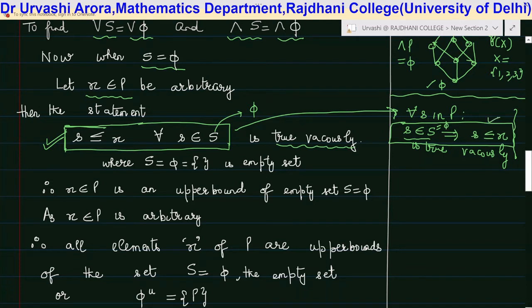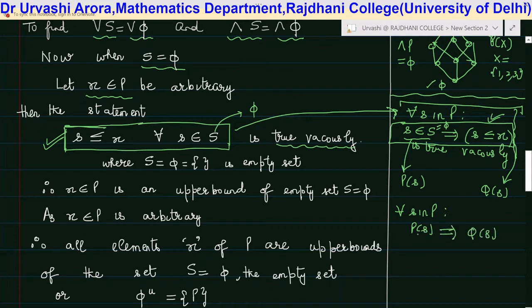Now as far as this implication is concerned, if you call the first part, s belonging to S, statement P(s), and the second part, s less than or equal to x, statement Q(s), then this implication can again be rewritten as: for all s in P such that P(s) holds, this implies Q(s). So P(s) implies Q(s). This is what we have. I'm saying that this particular statement is true vacuously.